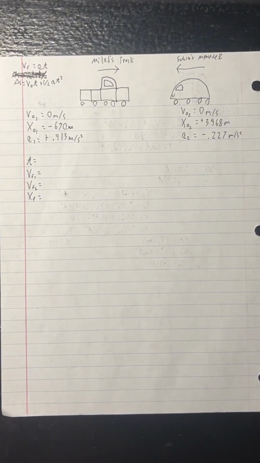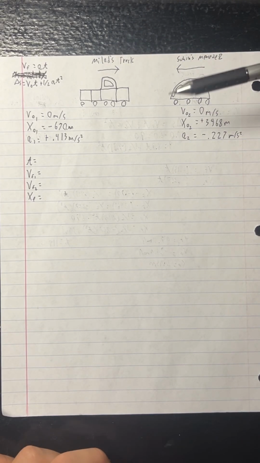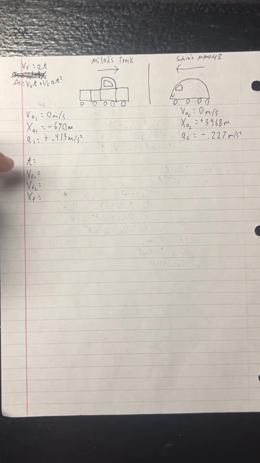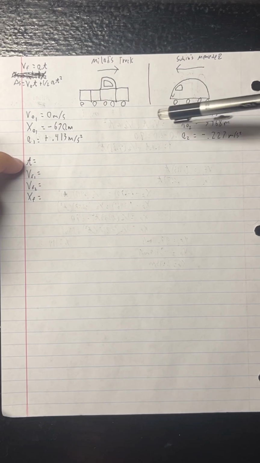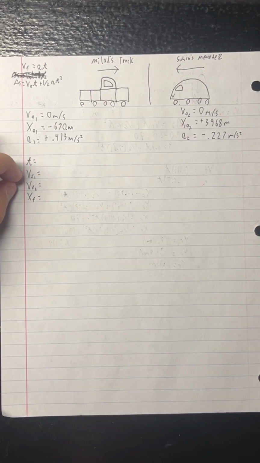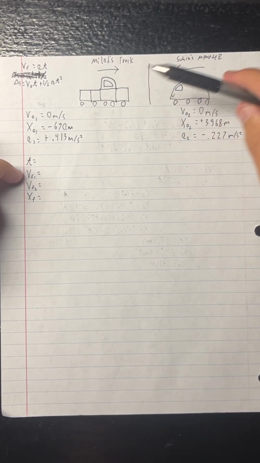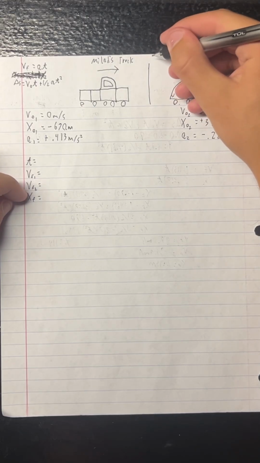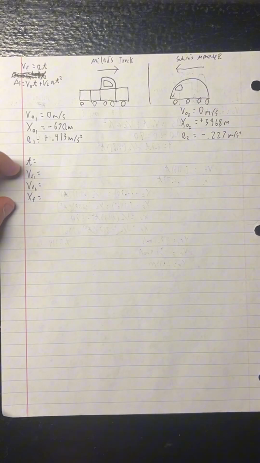Okay, so in this problem, Milad's truck is going this way and Suhin's Mercedes is going left this way. And the question is, what time will these two cars collide and crash? What is the final velocity of Milad's truck? What is the final velocity of Suhin's Mercedes? And what is the final position, or where this collision occurs? So how do we do that?